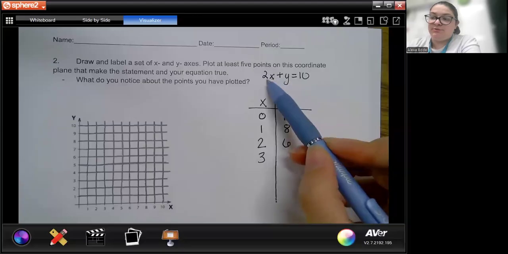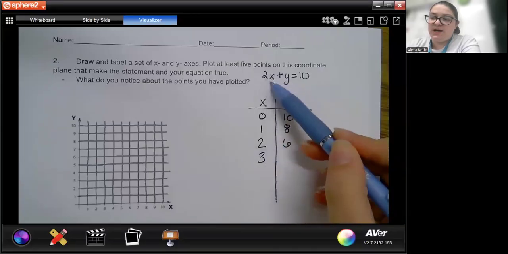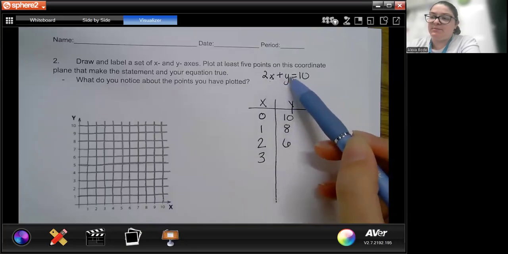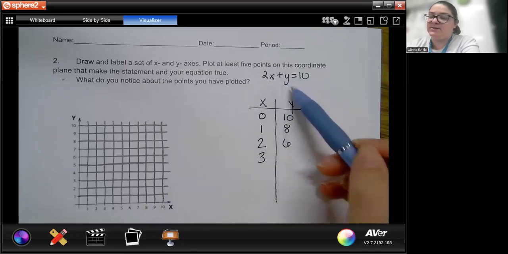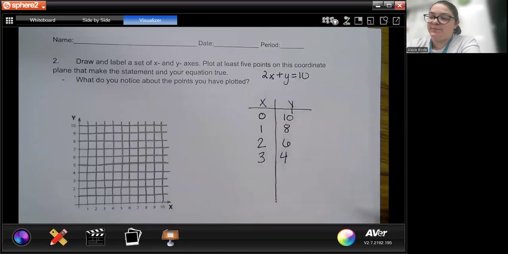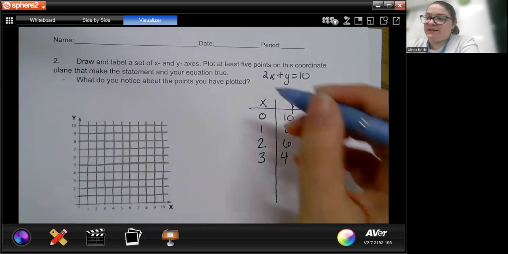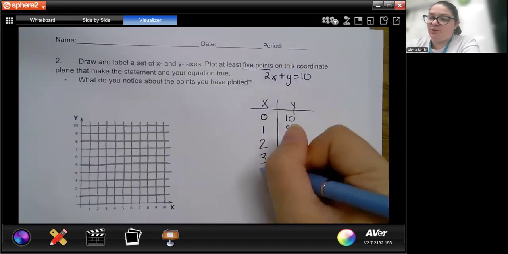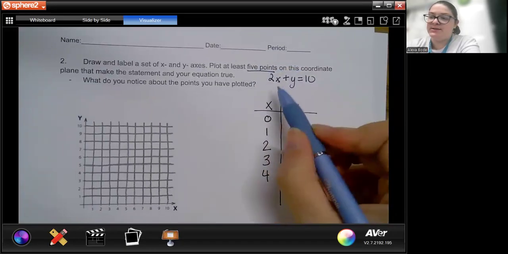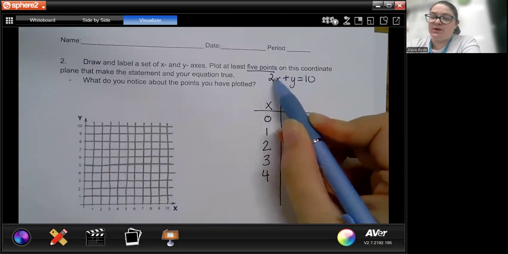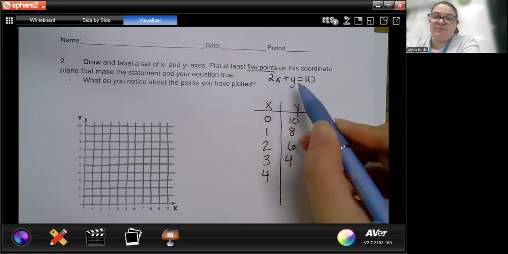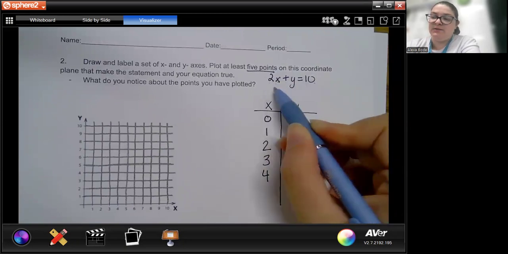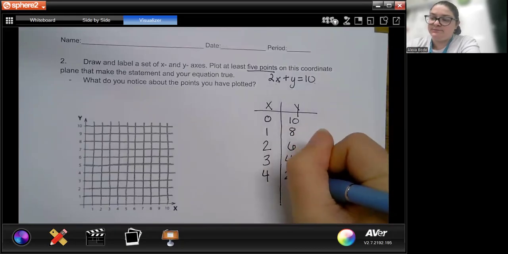3 for our x, so 2 times 3 is 6. 6 plus something is 10. 6 plus 4 is 10. And it says to do at least 5 points, so we'll do one more here. 4 for our x. 2 times 4 is 8. 8 plus something is 10. 8 plus 2 is 10.